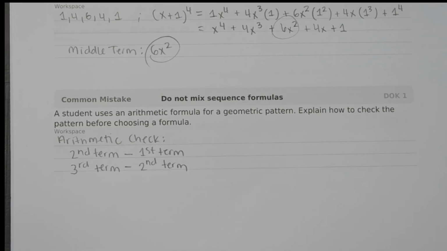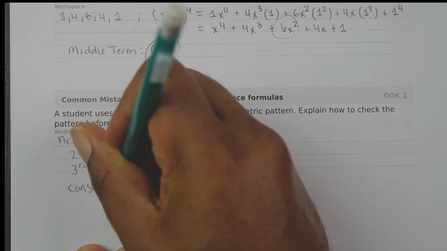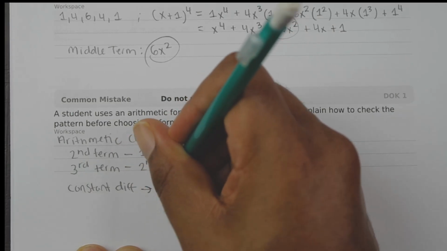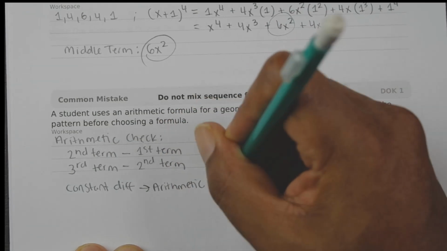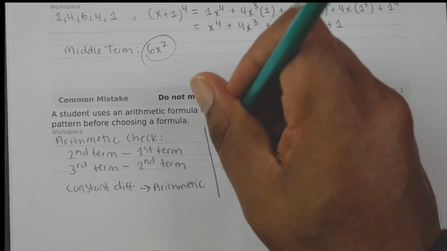If the differences are constant, then the pattern would be arithmetic. That's how you check the arithmetic. If the differences are constant, so a constant difference, then that would be arithmetic. Okay.